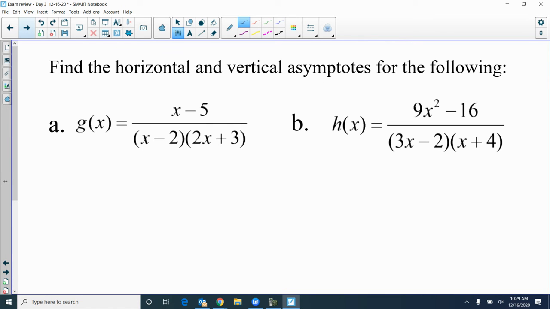All right, horizontal and vertical asymptotes. This is chapter 3 stuff. Kind of the end of the chapter. If I just give you the equation, you don't have to graph it. You just have to list them. All right, take a look at that first one. So think about what the vertical asymptotes would be and what the horizontal asymptotes would be.